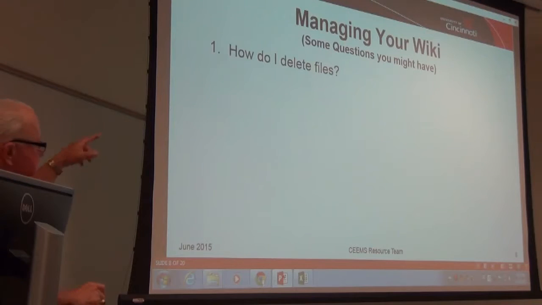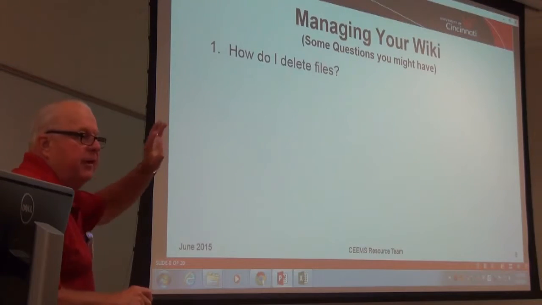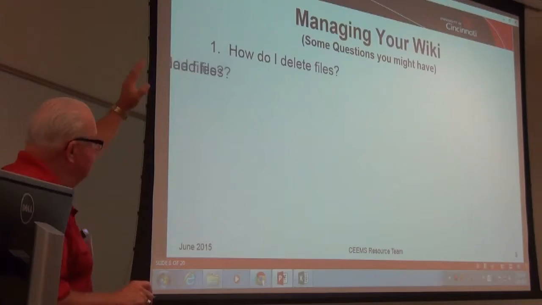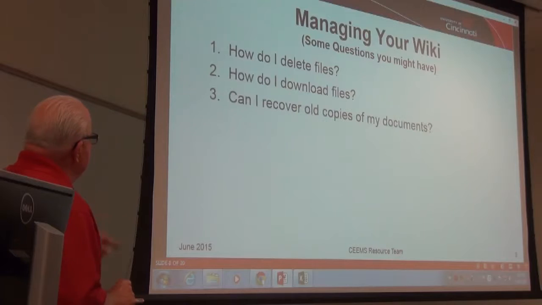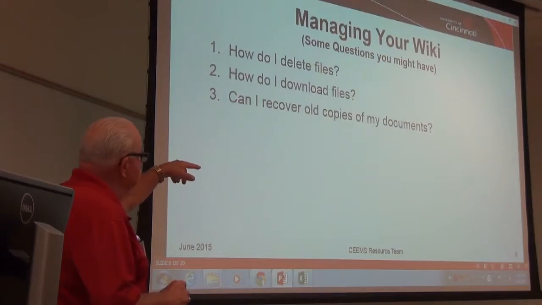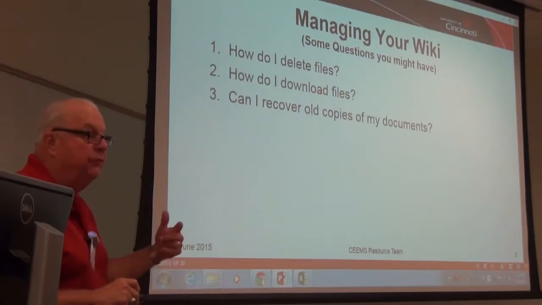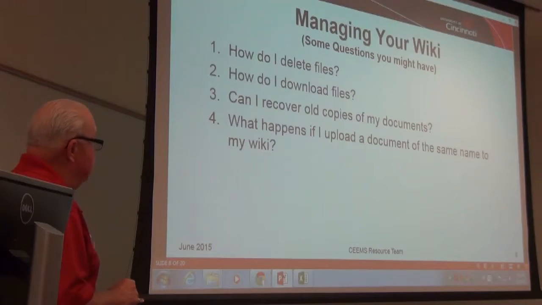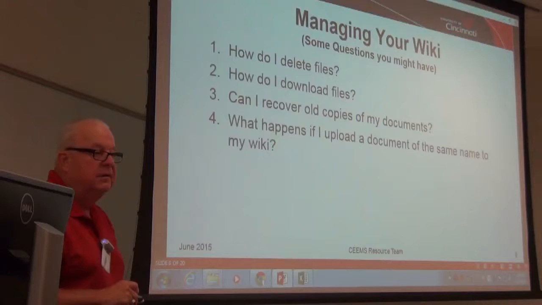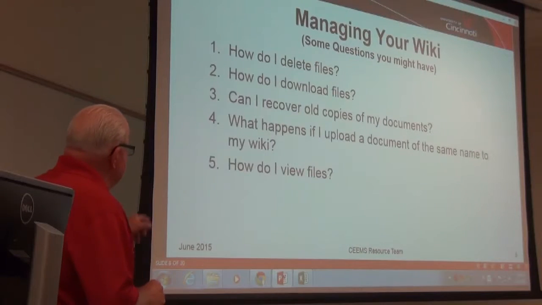So managing your wiki, how do you delete a file? Everybody knows how, right? How do you download files? You know that it's the arrow, okay? And can I recover old copies of my documents? That's the old versions, yes, we did that. What happens if we upload a document of the same name to the wiki? What happens? Version number.